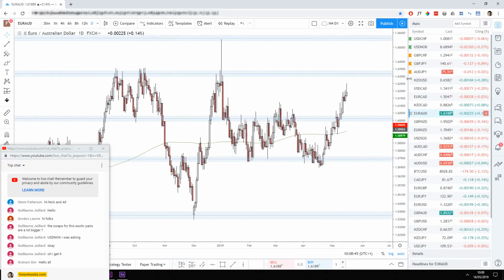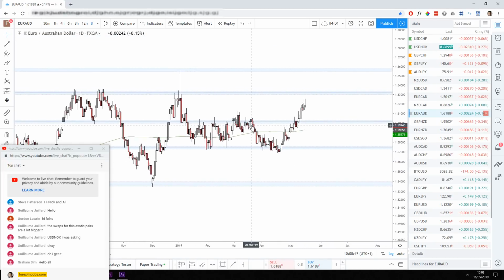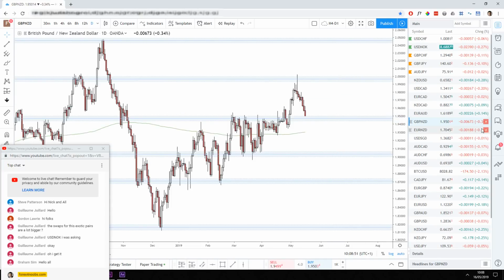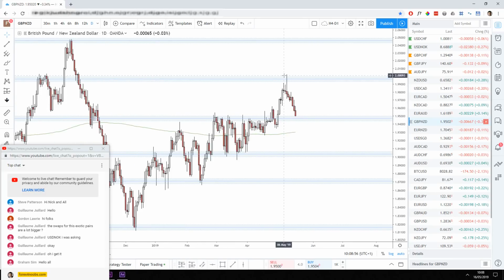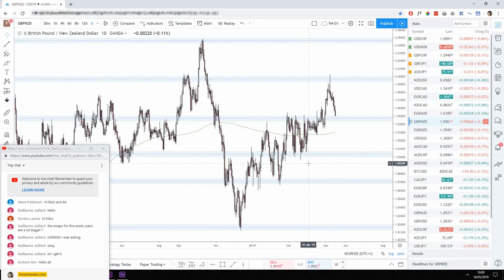Euro AUD has shot up through resistance. GBP New Zealand, oh, this is interesting. It's dropped back into support. It's trending up, dropped back down into support. There's potential for a good long trade here in line with the trend. So it would be something like this.